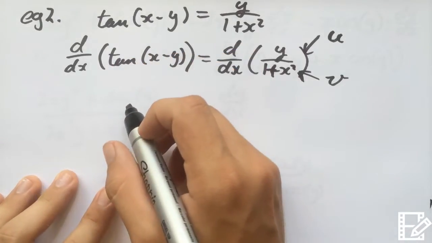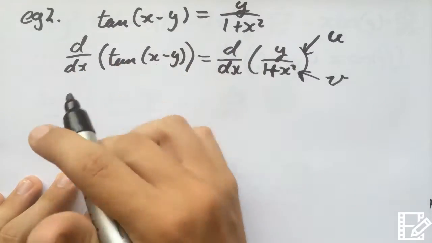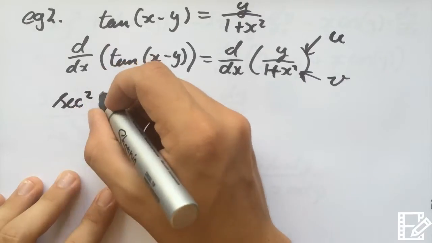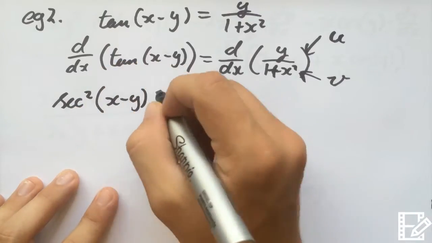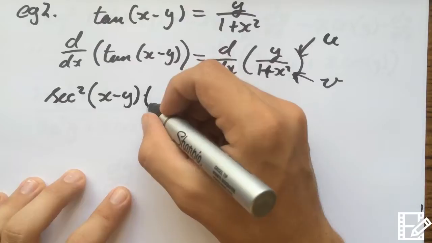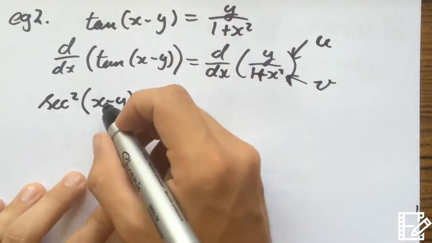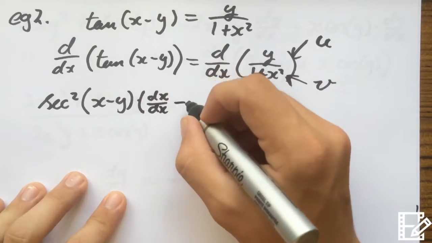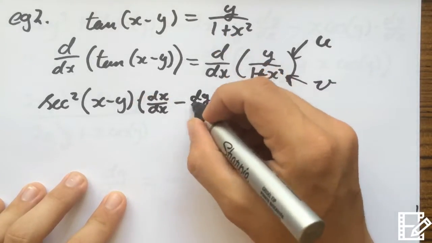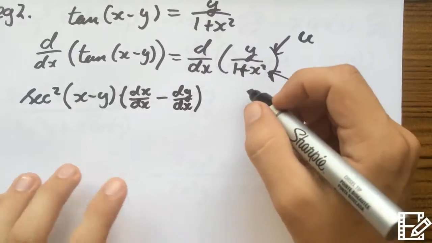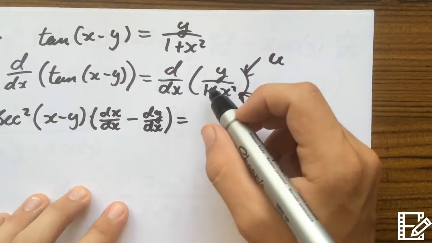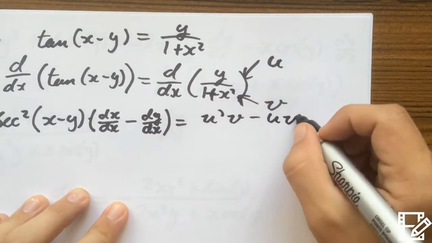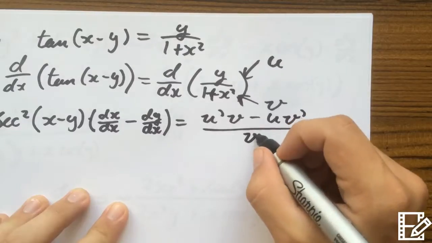Tan of x minus y. Well, when you do the chain rule, you do the derivative of the outside. Derivative of tan is sec squared. Leave the inside the same. Multiplied by the derivative of the inside. So the derivative of x is just derivative of x on x minus the derivative of y, which is derivative of y on x. Now this side. Okay, quotient rule is just going to be u dash v minus u v dash all over v squared.